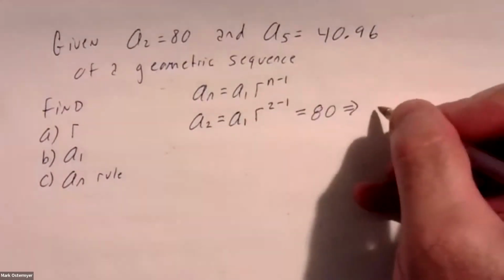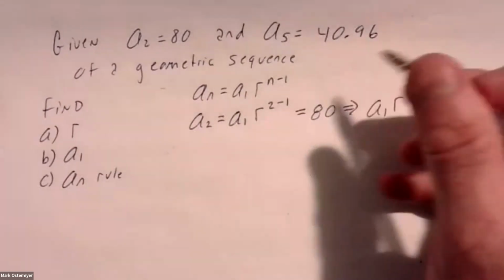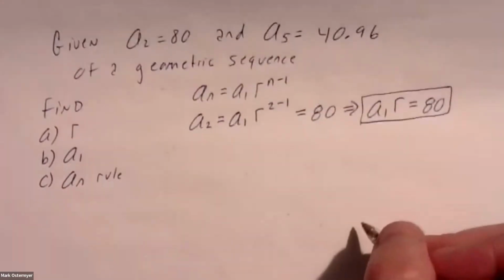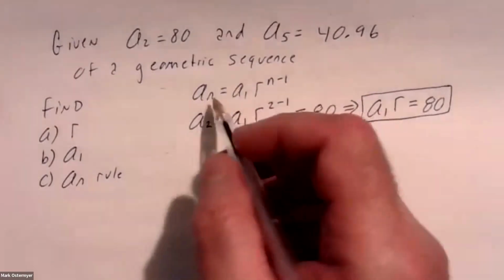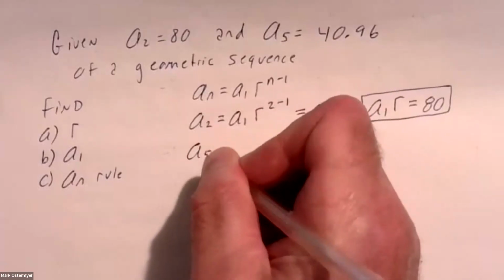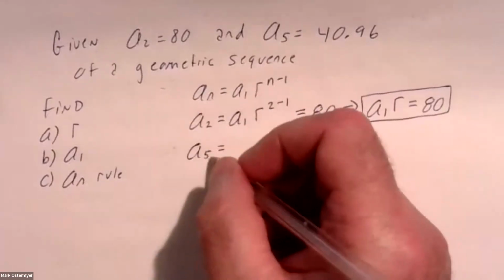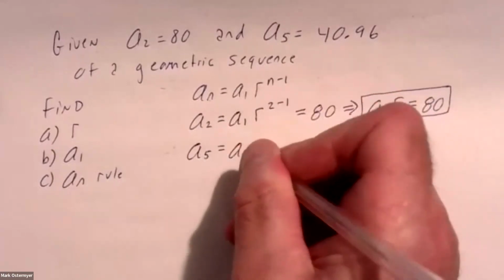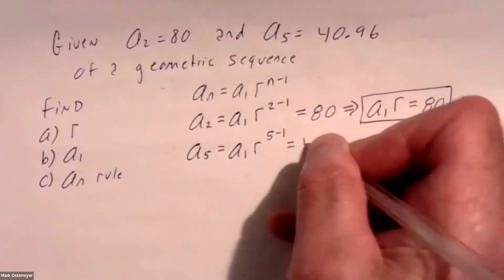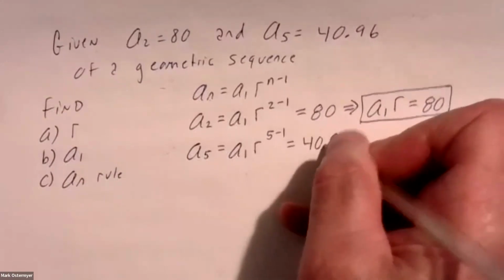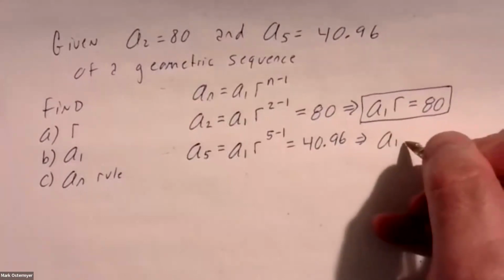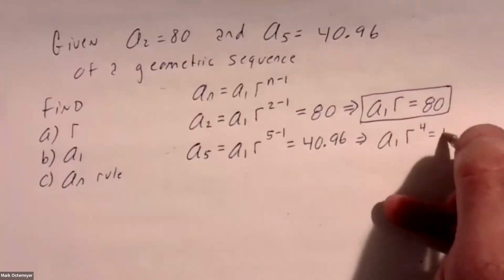Therefore, we arrive at an equation that says we have our first term times r to the first power equals 80. I'll put a box around that equation. You see that there? Using my nth rule and the fact that my fifth term is known, I'll let n become 5 to denote my fifth term, which is really my first term times my common ratio raised to the 5 minus 1 power. But our fifth term is known to be 40.96. So we set this equal to 40.96. Therefore, I really have another equation that says a sub 1 times r to the fourth power is equal to 40.96.